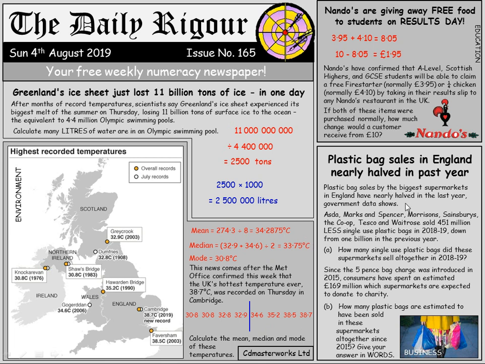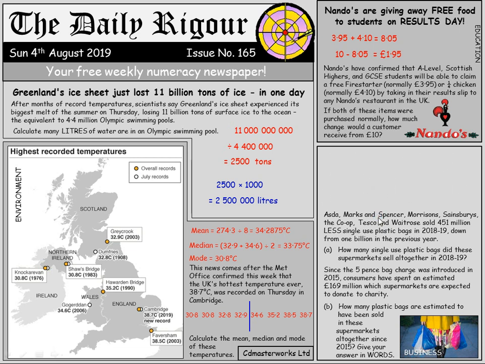Okay, so on to our last wee story. Plastic bag sales in England nearly halved in the past year. So 450 million down from 1 billion the previous year. So how many single-use plastic bags were sold in 2018-19? So all we have to do is take 451 million away from 1 billion, and again we're probably going to want to write these numbers out in full. So that comes to 549 million plastic bags.